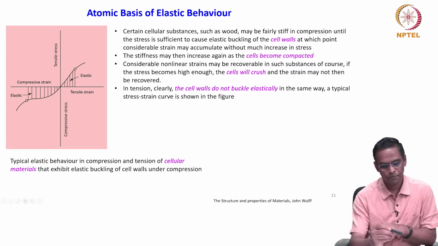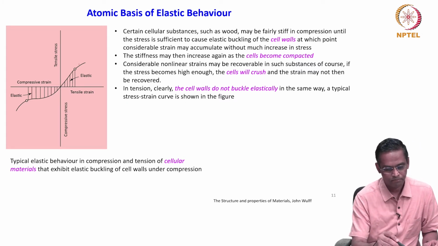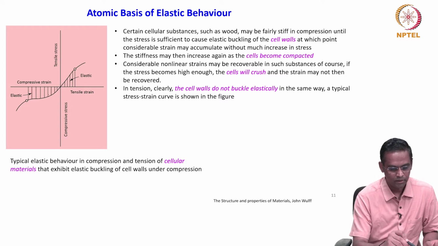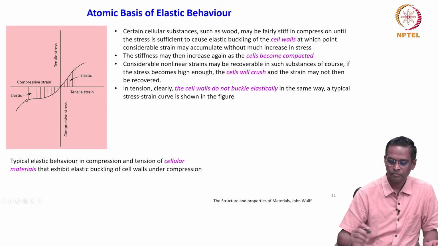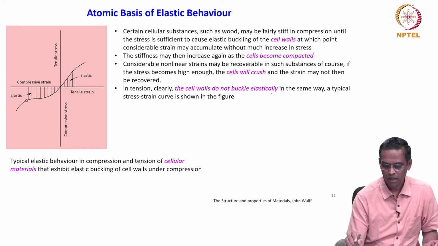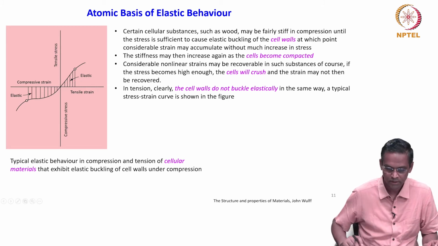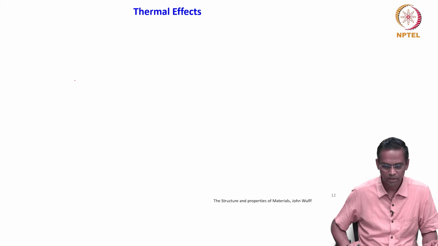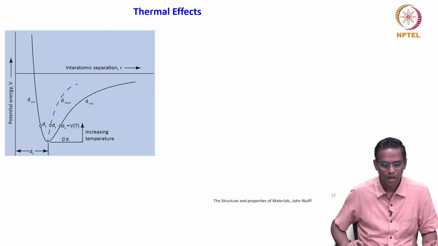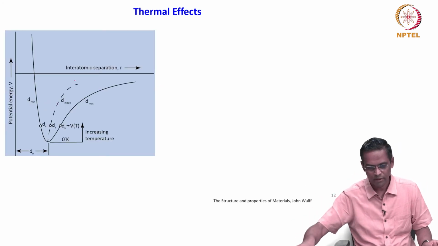So, this is the reason why it looks like this. The energy absorbed in the elastic region is considerably small because the buckling mechanism is not operational in the tension mode. So, the cell walls do not buckle elastically, so it will be difficult.